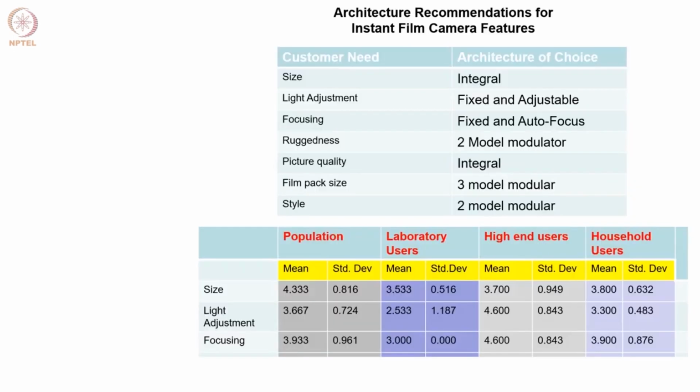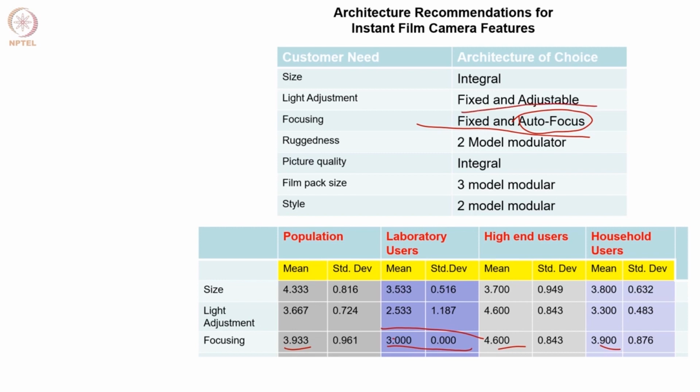So, let us look at the focusing. As I told you, you can have one fixed focus and one autofocus, because the fixed focus is basically for the laboratory segment, which was looking for 3, and others are 4.6, 3.9. So, maybe you can provide one autofocus and one fixed focusing, that can be an architecture for the focusing part. So, you can make the focusing a modular one, and one will be fixed focus and the other will be autofocus. So, if you produce a product, you can have this as one module for the focusing.